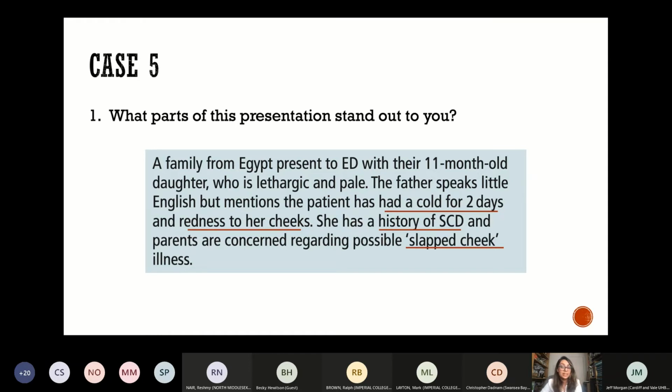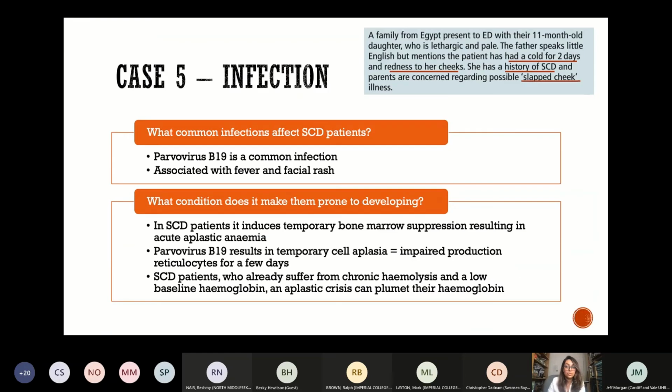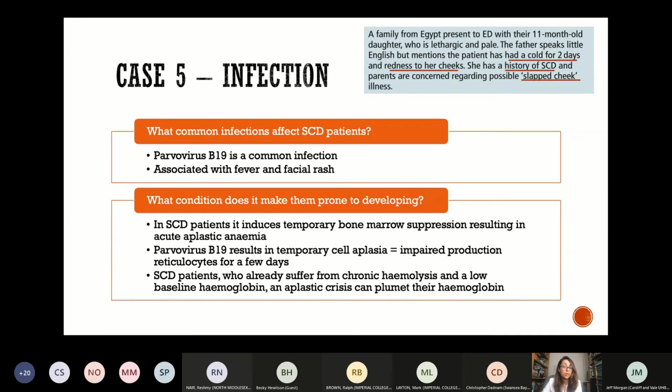So for me, with this 11-month-old, the fact that they've had a cold for the past 2 days and they're red to their cheeks, and we know that they are a sickle cell disease patient, we are worried about slap cheek like their parents are, and we can see here that parents have had some previous education about what sort of things to look out for that they're mentioning it. So what common infections do sickle cell patients suffer from?